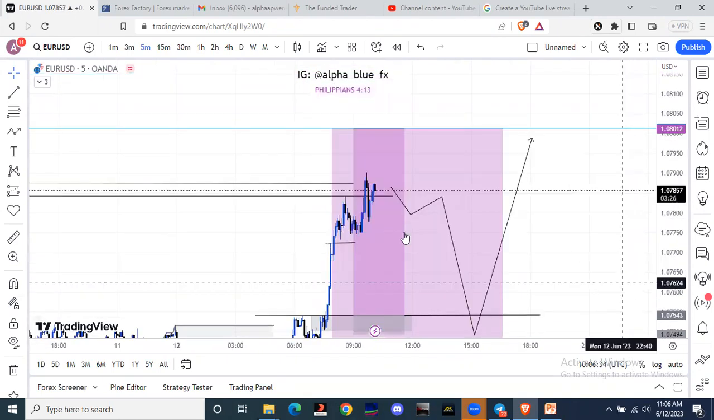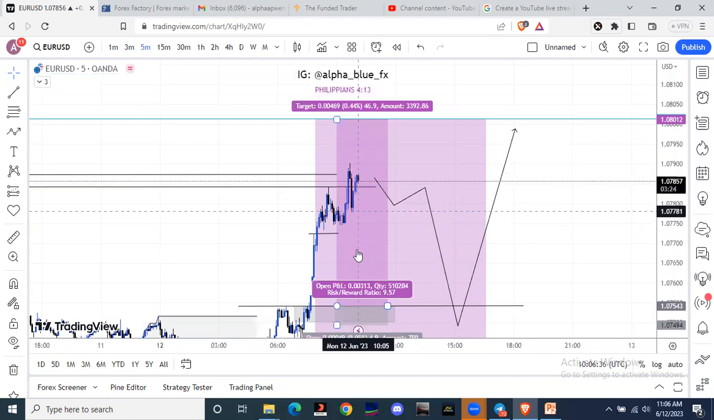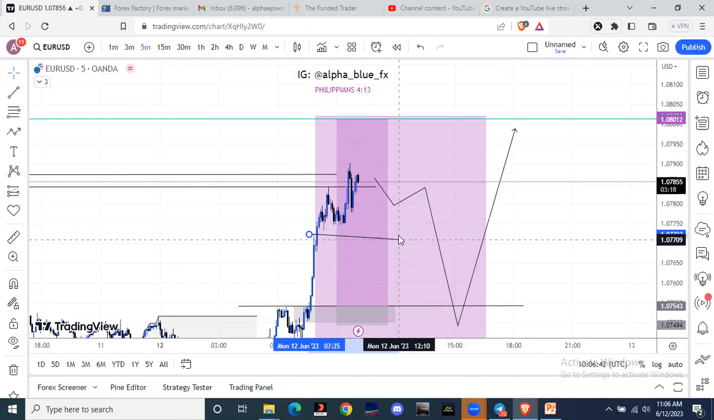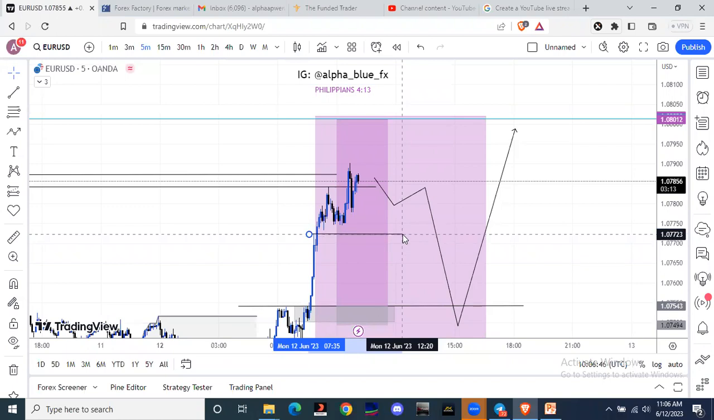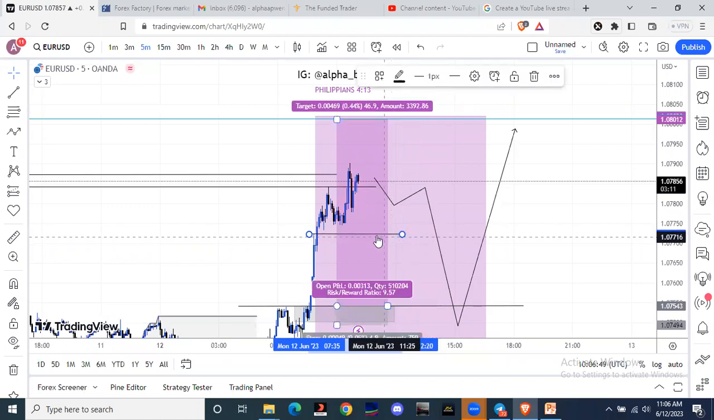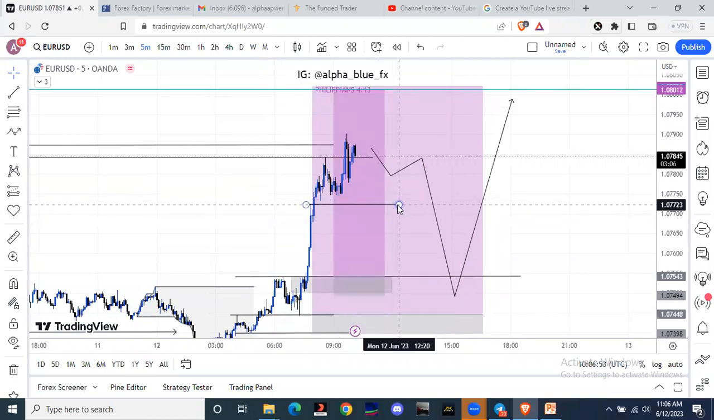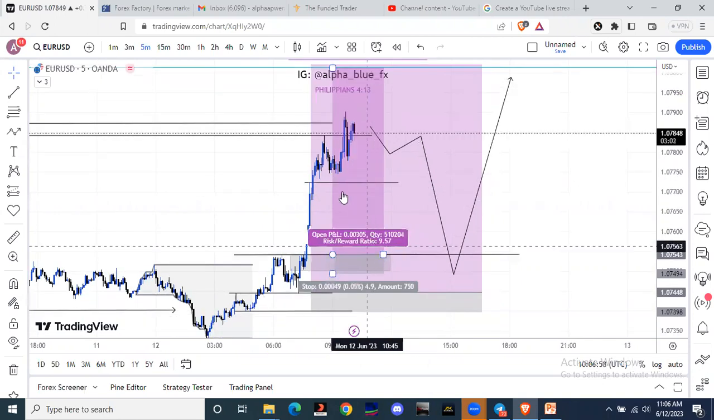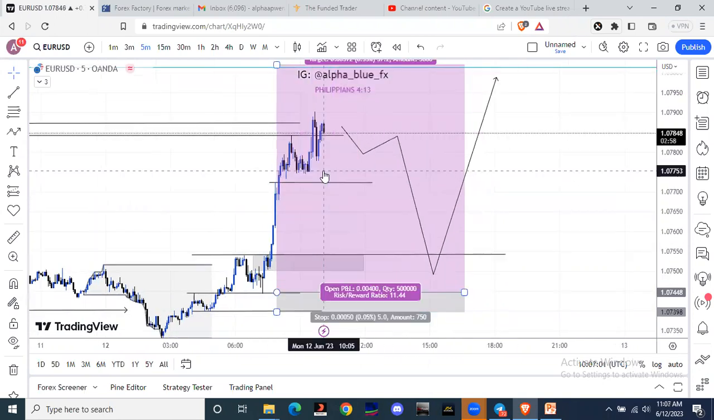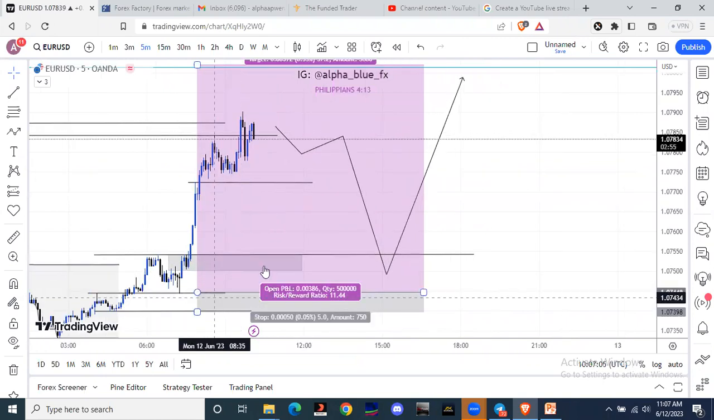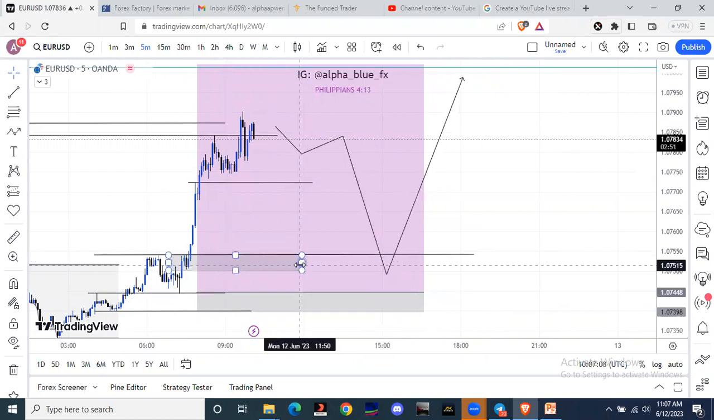So right now, once I see price change character to the downside, once I see price come and take out this wick, once I see price break this line to the downside, I'm going to look for sales. Just mark this particular horizontal line I've drawn. Once price breaks this horizontal line, we're looking for sales on Euro USD. We're going to sell Euro USD to at least this breaker block here or targeting this liquidity here. That is what we're going to do.